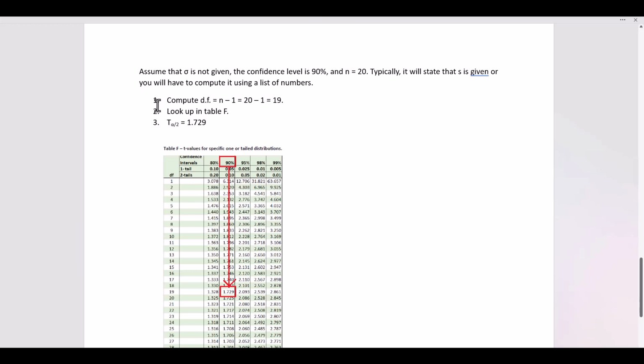So step 1 is to compute degrees of freedom. That's n minus 1. N is 20, so 20 minus 1 is 19. And then we look up the value in table F. So for 90%, we go down to level 19. The t value, these are all t values, is 1.729. I hope this video helps clear up when we use z or t values.